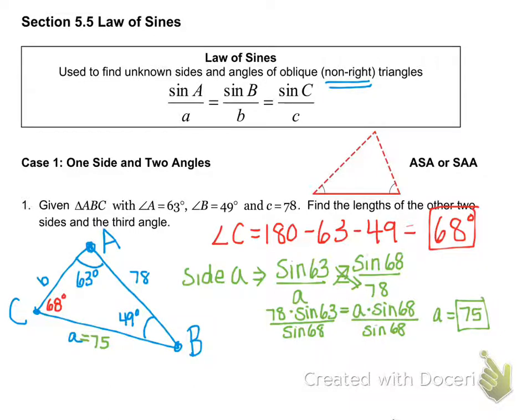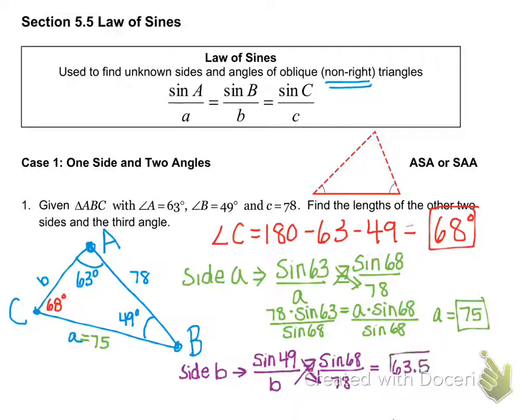Now when we do length B, we have some choice because now we have two sides, two angles. The only thing we have to do in finding side B is we have to use angle B because we need side B to be our unknown. So we have sine of 49, and then you can choose either of the other two, and I chose, again, sine of 68 over 78, which we know is our side for angle C, or side C. So again, follows the same steps. You cross multiply, so you're going to have 78 times sine of 49, and then you're going to divide that by sine of 68, and you get about 63.5. And now we have our whole triangle.